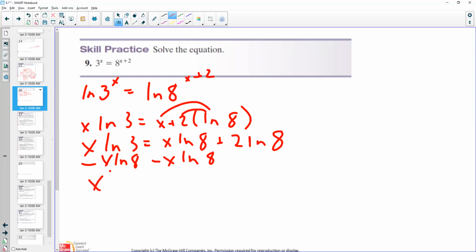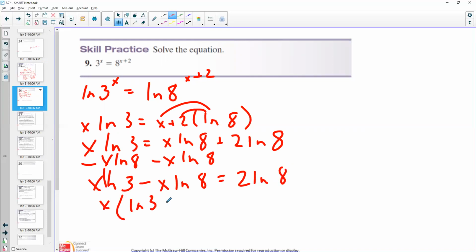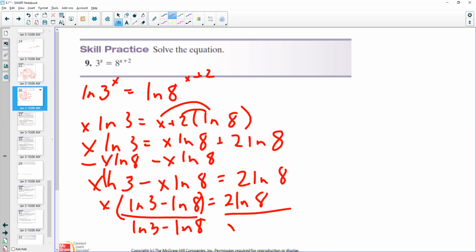So I get x ln of 3 minus x ln of 8 equals 2 ln of 8. Factor out the x. So I get x times ln 3 minus ln 8 equals 2 ln 8. And divide. Ln of 3 minus ln of 8, divide.